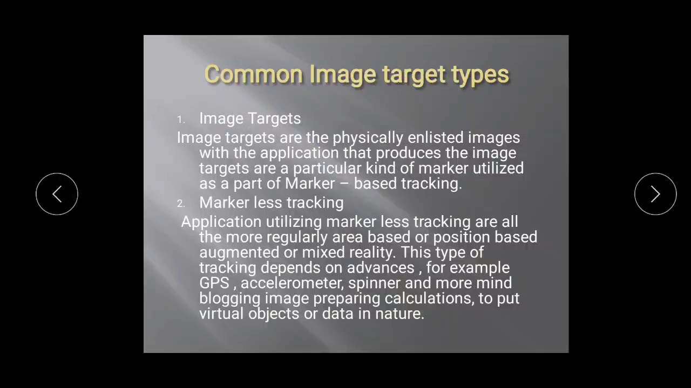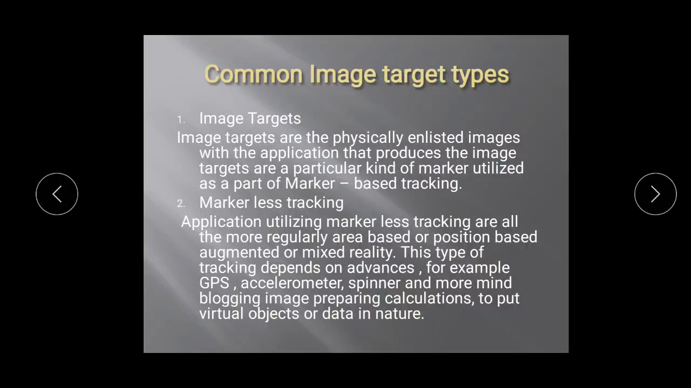So common image targets. What are those image targets when we are targeting that image? Image targets are the physically enlisted images with the application that produces the image targets, particularly a kind of marker utilized as a part of marker based tracking. So what are basically image marker targets? They will mark some points on that image to actually target that image and to capture that image, so that marker based utilization can be helpful for the image to be rectified.